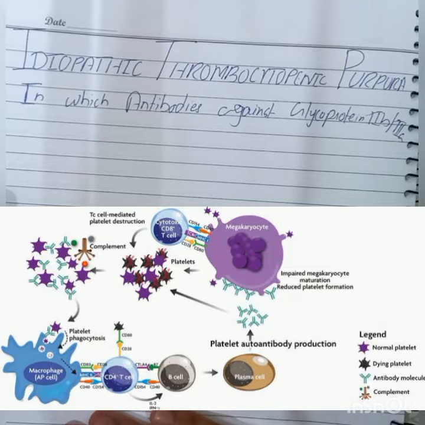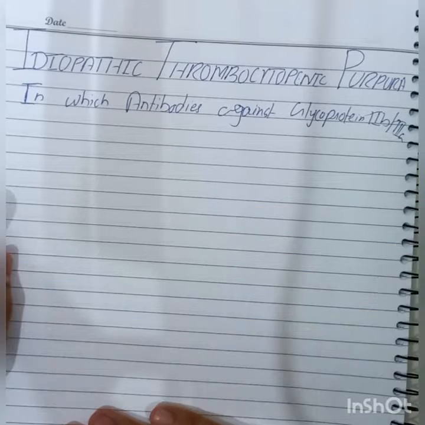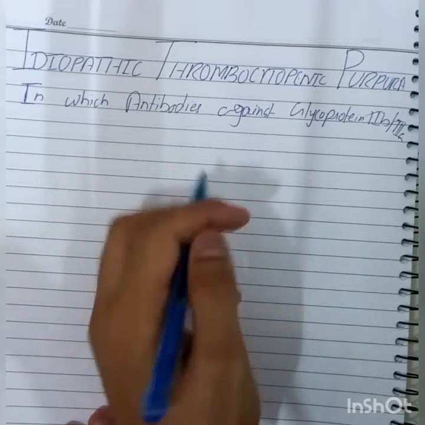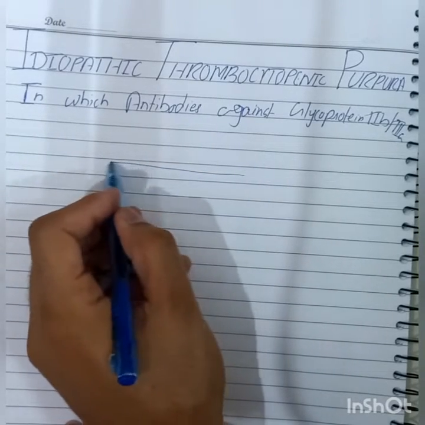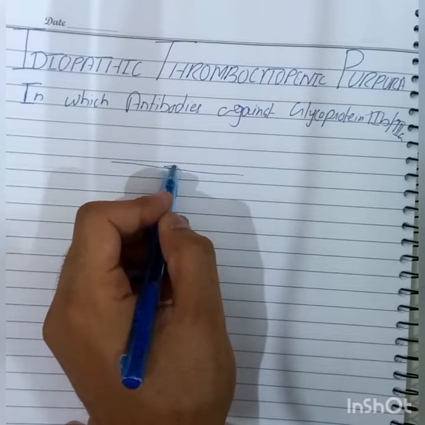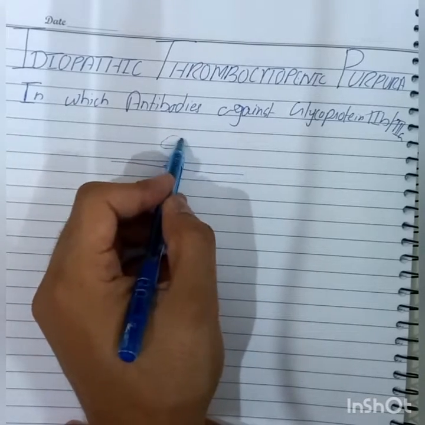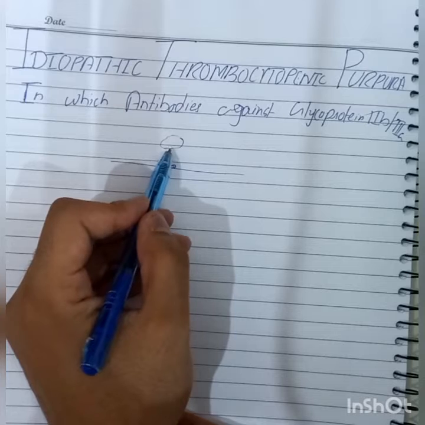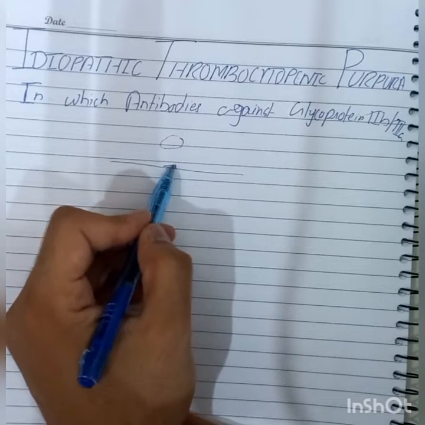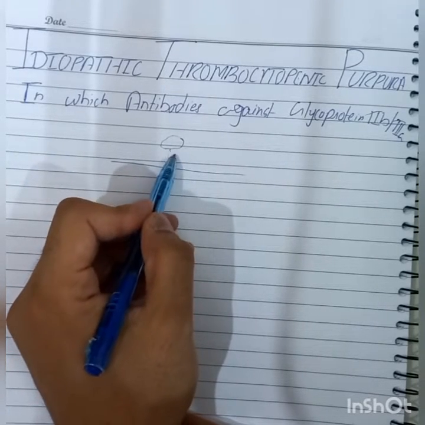Whenever hemostasis occurs, two things occur most commonly: one is adhesion and one is aggregation. Adhesion means that when there is a cut in the vessel wall, the platelets come towards the site of injury and bind to the vessel wall through von Willebrand factor.